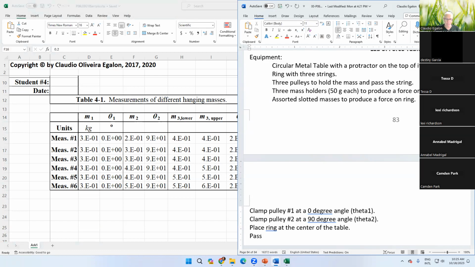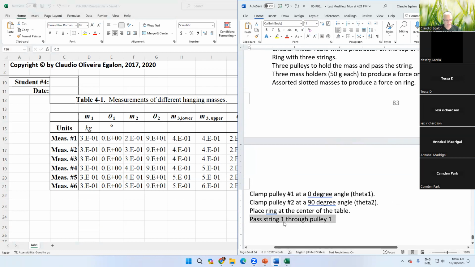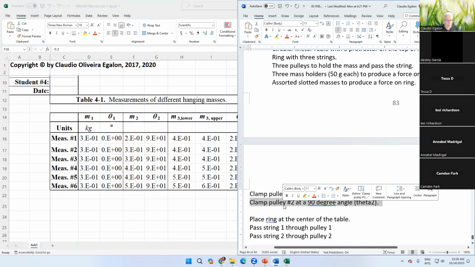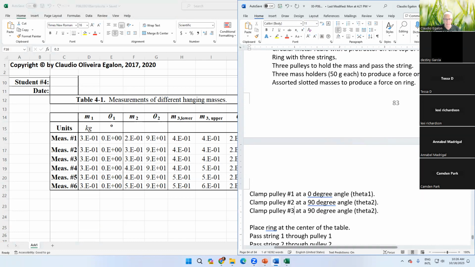Pass string 1 through pulley 1. Pass string 2 through pulley 2. I'm gonna do that for 3 too. Okay. Clamp pulley number 3 anywhere opposite the other two pulleys. The angle is gonna be theta 3.